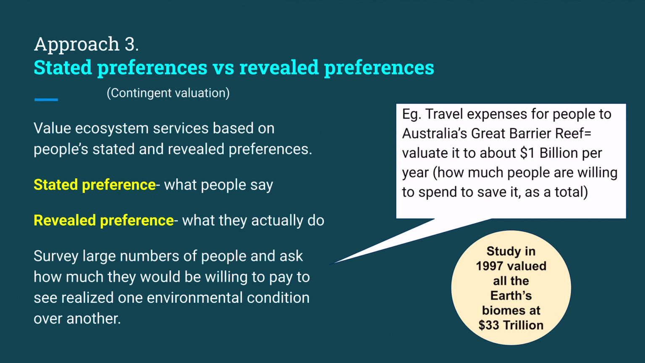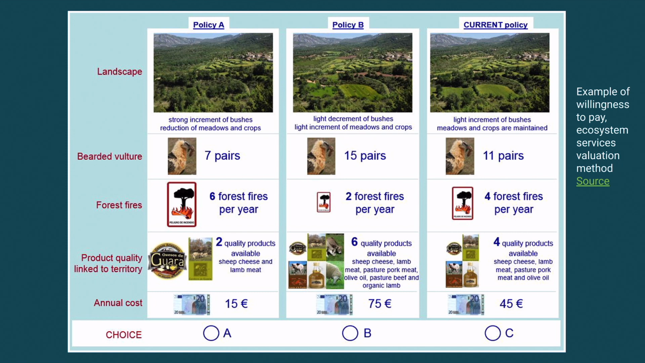Let's look at an example of willingness to pay for ecosystem services, this valuation method. So this comes from a real study of questions that were asked of people in Europe, that's why it's in euros, just to give you an idea of how this kind of survey works. People were asked to select an option from the three. In the first scenario, they would pay 15 euros a year, which is about $16, and see 7 pairs of vultures, 6 forest fires, a reduction in meadows and crops, and 2 quality local products. So that would cost them $16.